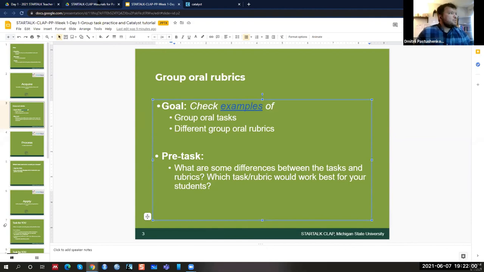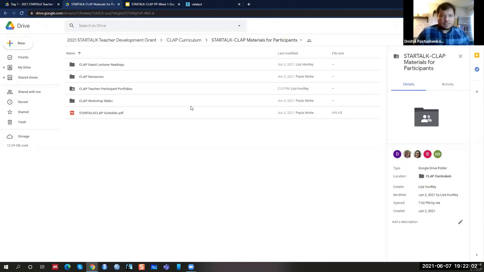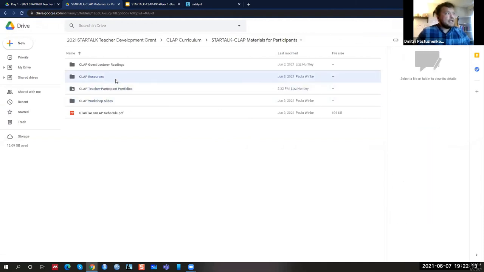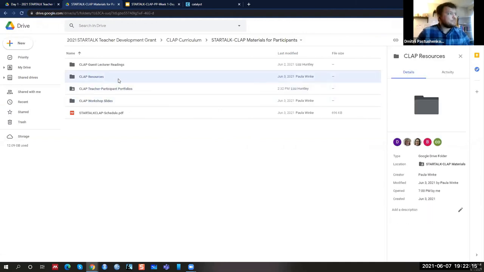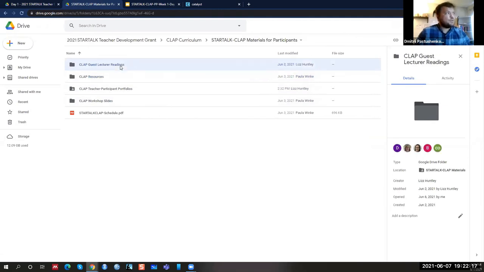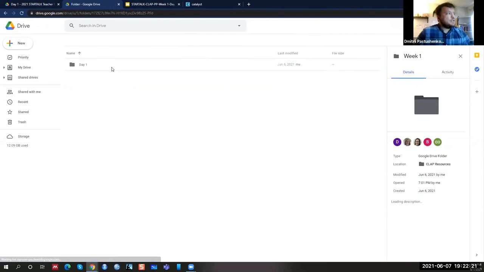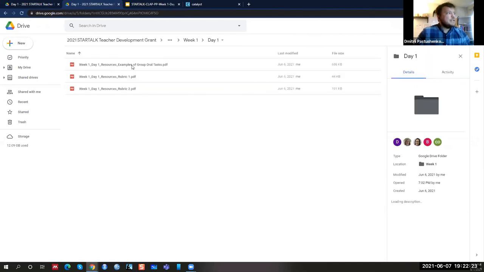And also I just want to clarify. This is our learning management system, Google Drive. We're not going to be using D2L. So here you can find the slides. Your portfolios are here, resources are here, and the lecture readings are here. If you go to the resources week one, and I hope you can see it all, you can see your first resources. So the two rubrics and the tasks.